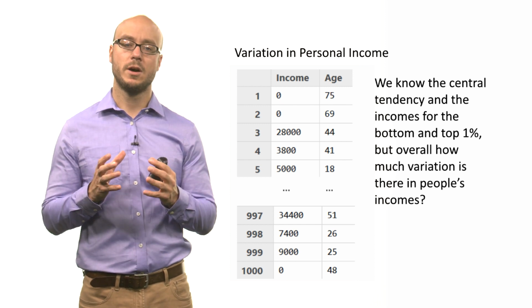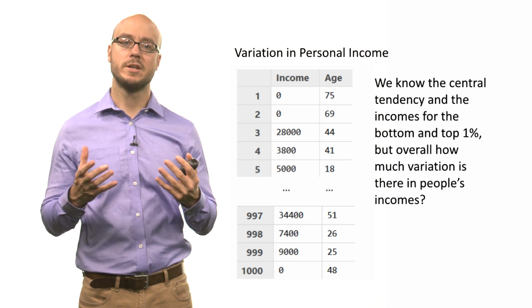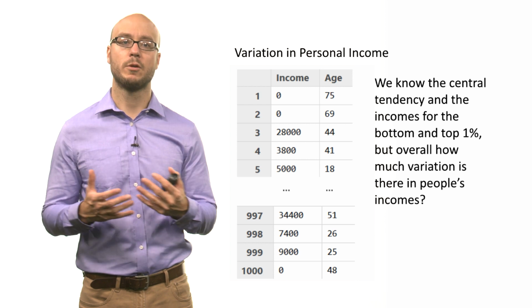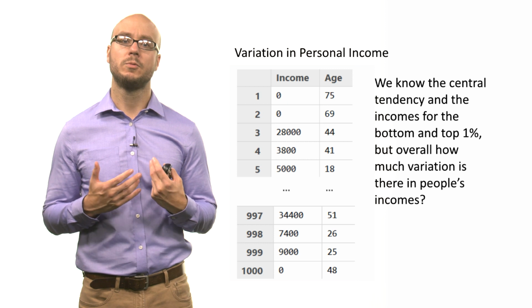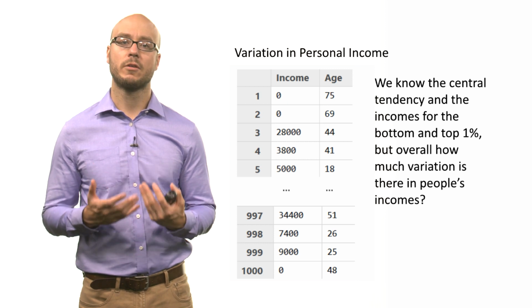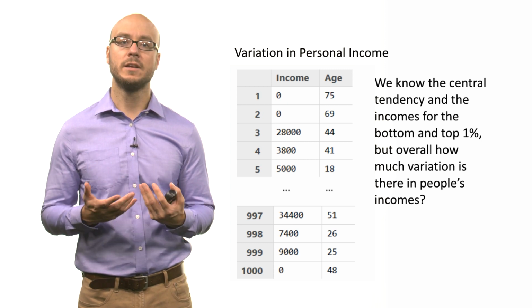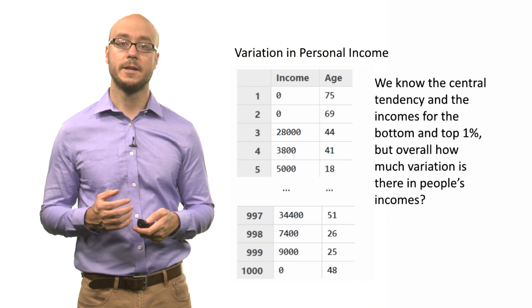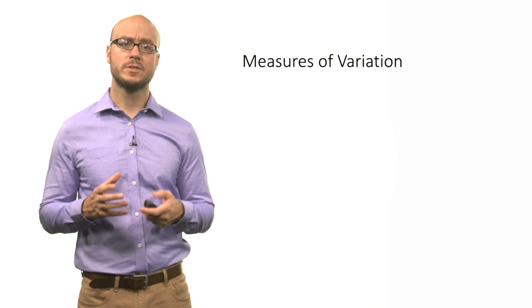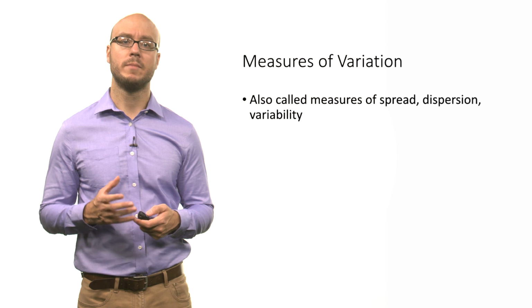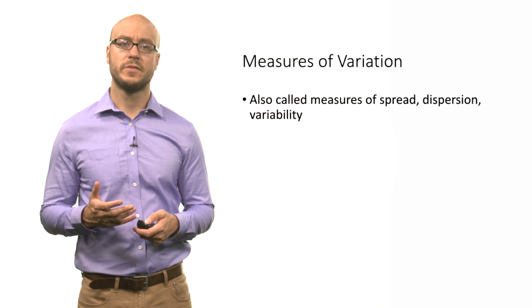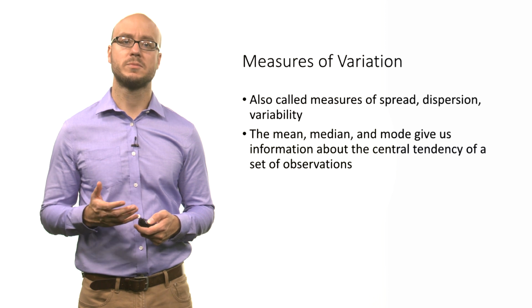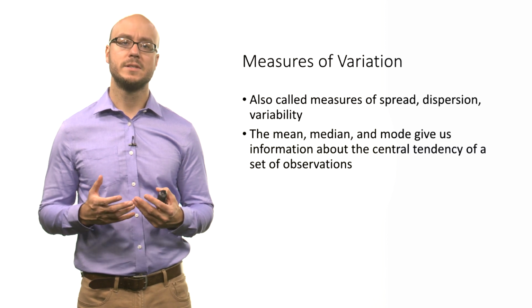So we know what incomes are for the bottom and top 1% and other percentiles. But we also want to know some kind of measure about the overall spread or dispersion or variation. To put it another way, we might want to ask how much variation is there in the income of people in this data set. Well, there are several different ways of talking about measures of variation. As I mentioned earlier, these measures of variation are known as spread, dispersion, variability. That all means the same thing.